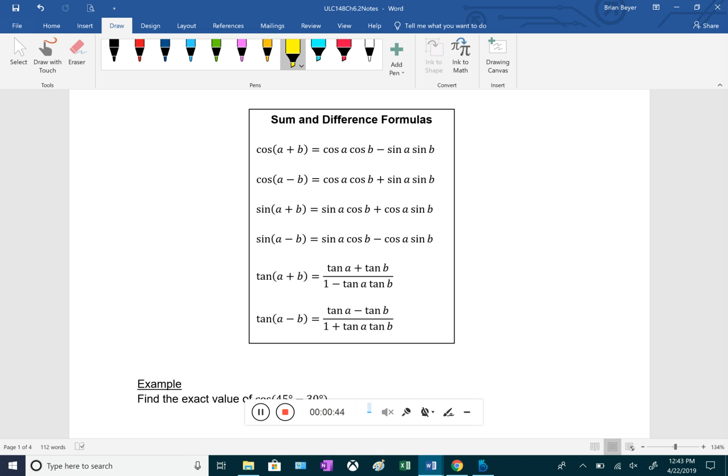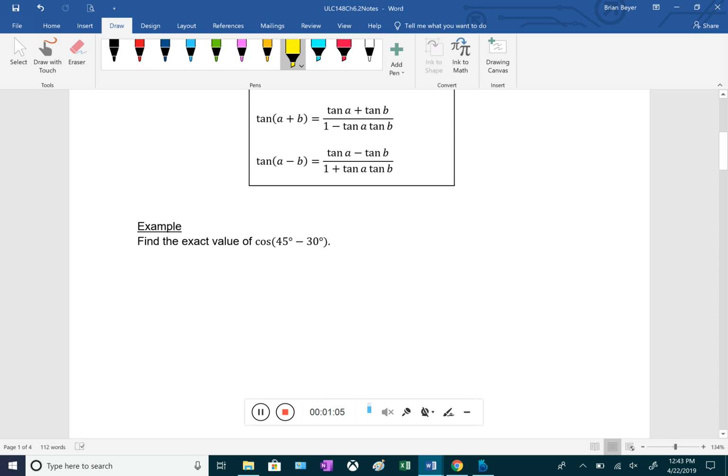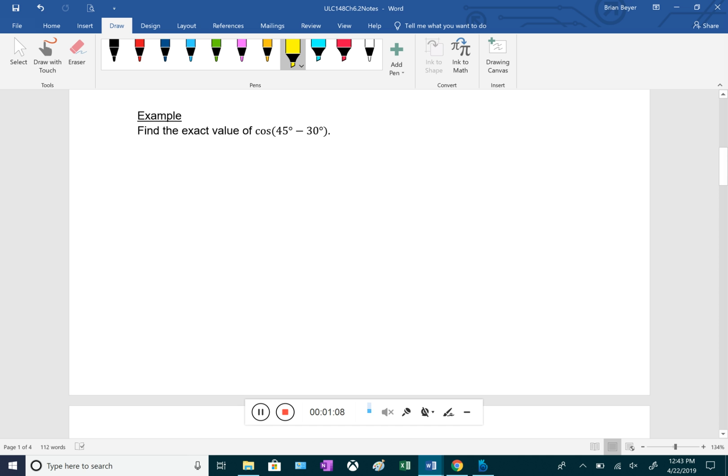So for example here, if we have cosine of a plus b, cosine of an angle plus another angle, we can chop it up and rewrite it as cosine of a times cosine of b minus sine of a times sine of b. And then you can read through all of these other ones. So we're going to be using these formulas. So let's go ahead and do this first one.